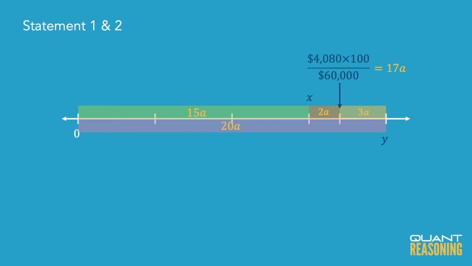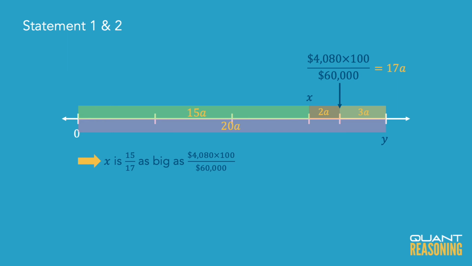And if you know a, then of course you can find x. I guess another way to say it is the following. X is 15/17 as big as 4,080 times 100 over $60,000. So I can find x. Now, if I drew this number line without 0 on it, I would have picked E. And that's why it was so important to read the way that I read it.